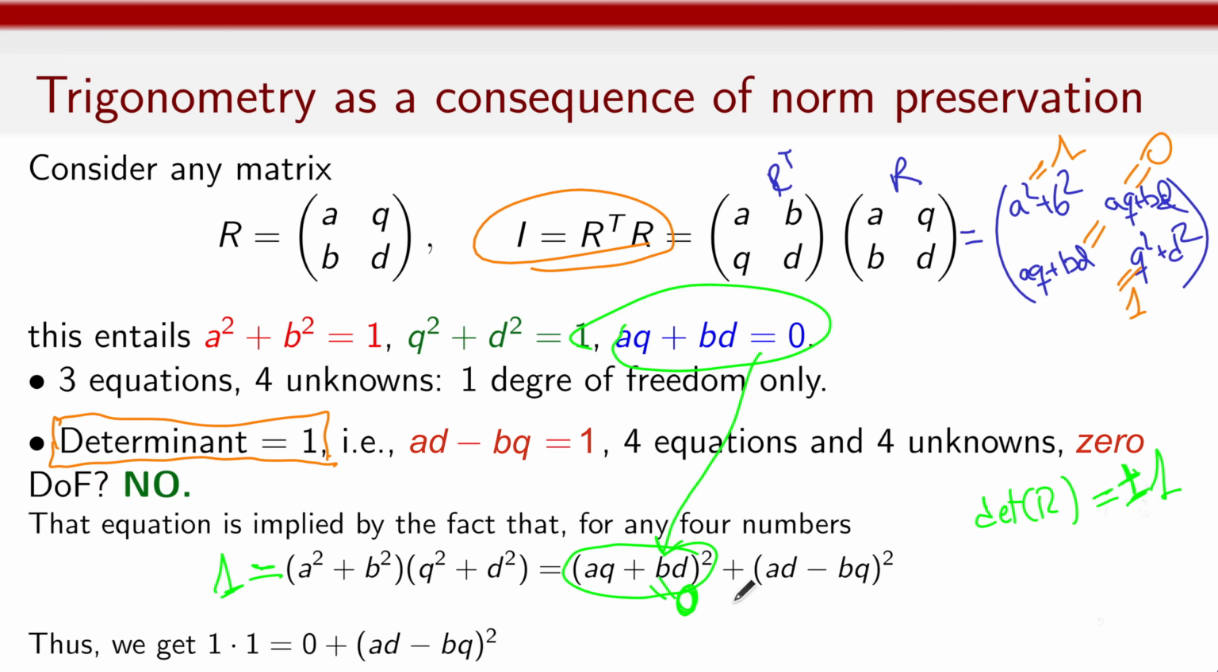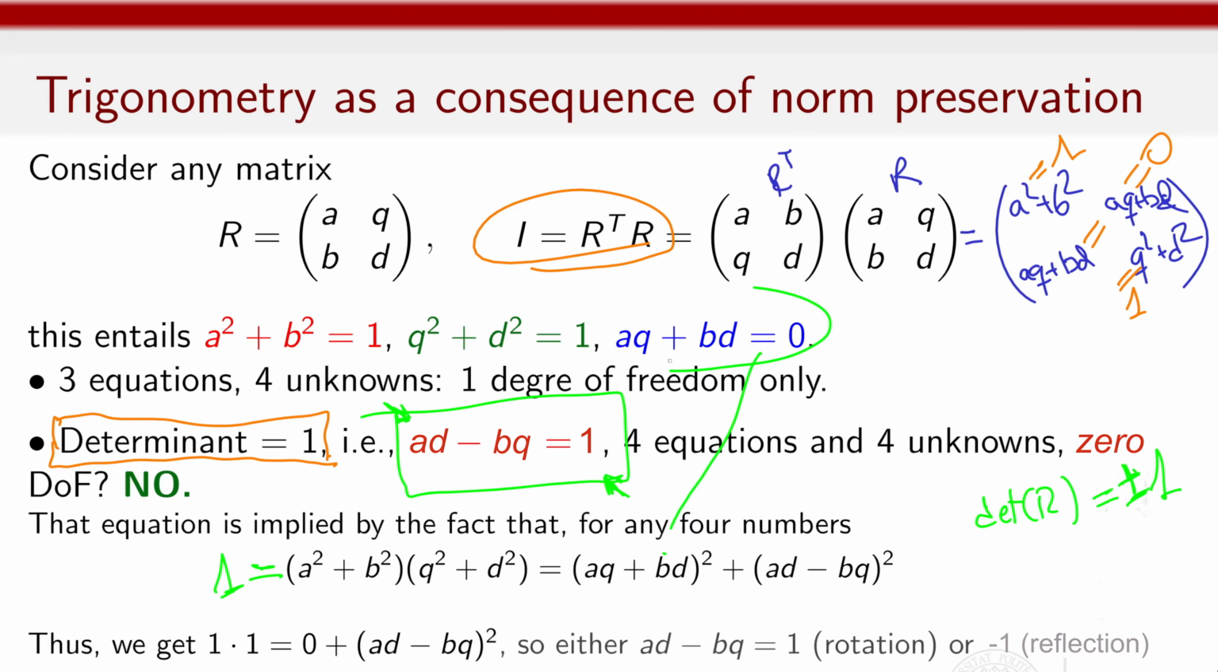So the idea is that this equation here is not a new one. It is just a consequence of the 3 above, and they are quadratic equations, so they have like a 2-point solution. These 3 equations have one solution with determinant 1 and another solution with determinant minus 1. So then determinant 1 is just making a discrete choice between the rotation and the reflection.